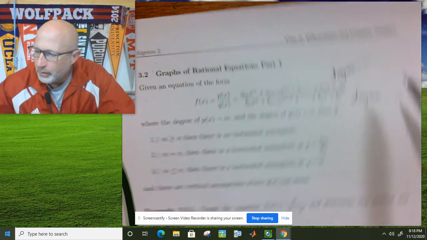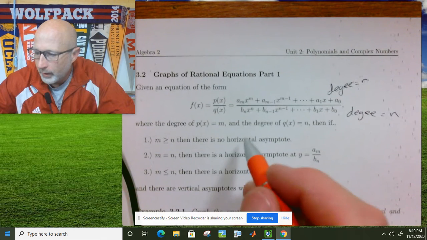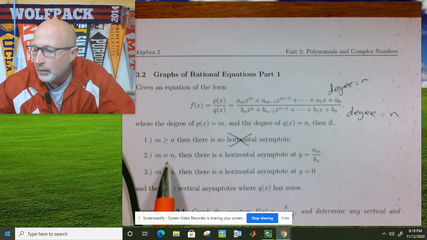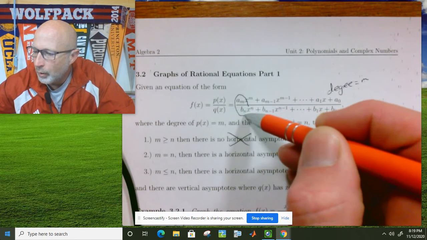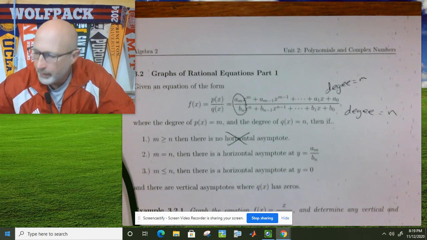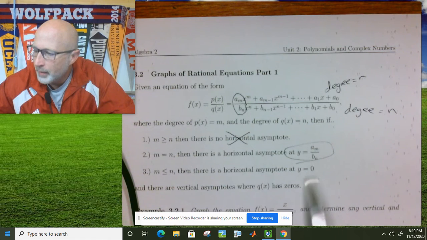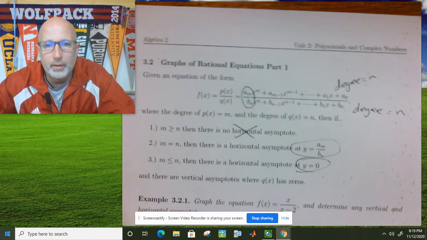If the degree of the top is more than the bottom, then there is no horizontal asymptote. There's not going to be one. If they're equal to each other, then the horizontal asymptote is you're just going to take whatever the leading coefficients are, and that's going to be the equation. Or if the degree of the top is less than the bottom, then it's simply going to be y is equal to 0.